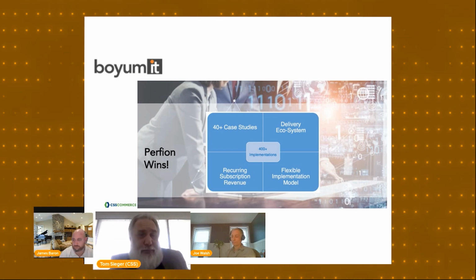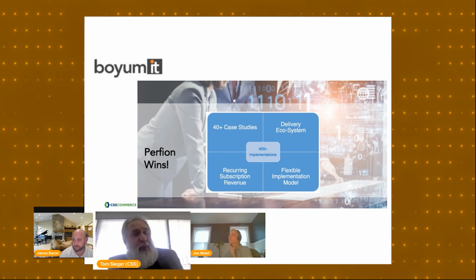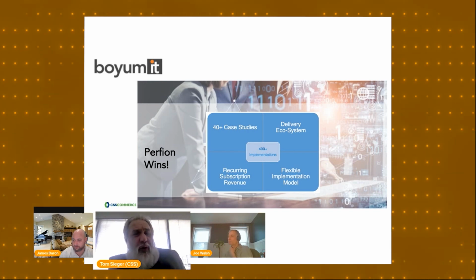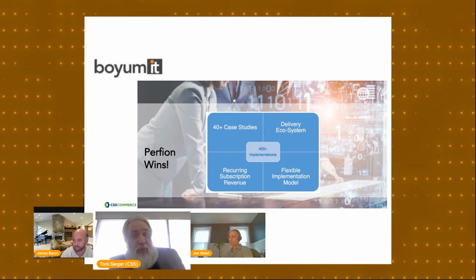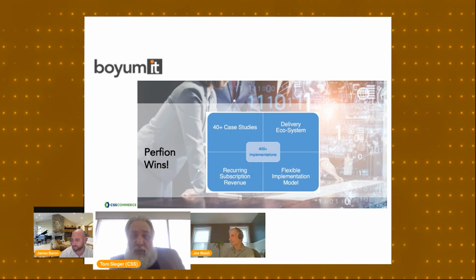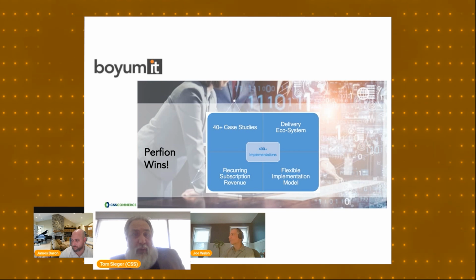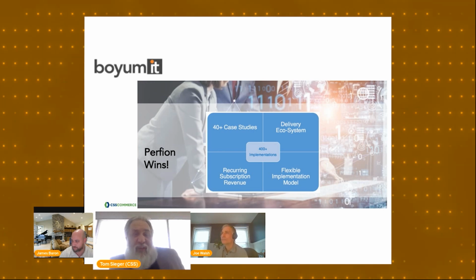All right, so today, where does Perfion sit? Well, we already talked about there being about 400 implementations. I think there are somewhere in the neighborhood of 40 published case studies on it. There's a good delivery ecosystem between Boyum itself and the services that we provide to both Boyum and its partner ecosystem. We can go in and very quickly get these implementations up and running. There is, of course, the recurring subscription revenue that comes from this, which is fantastic.